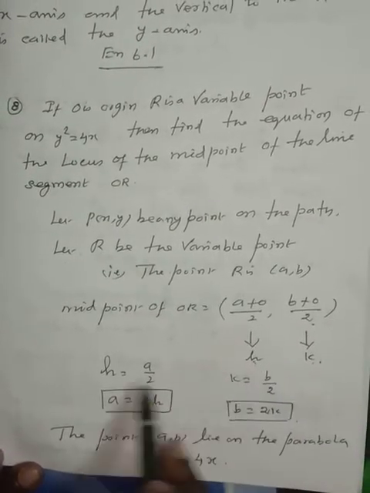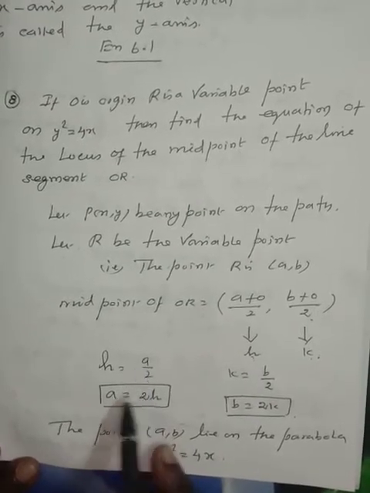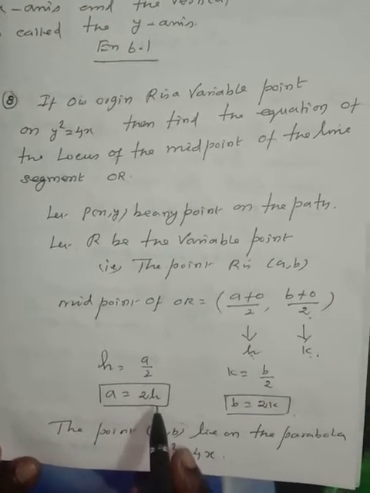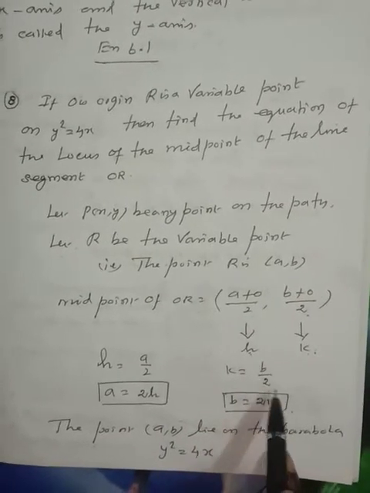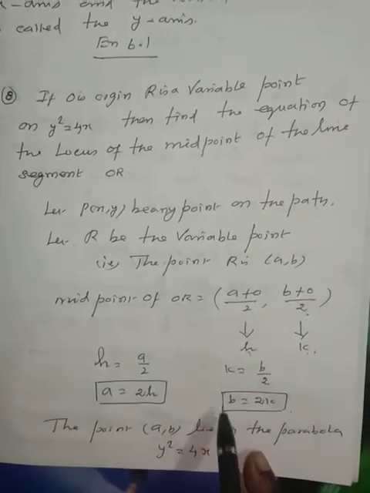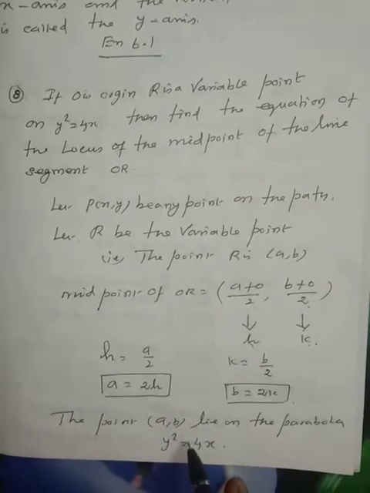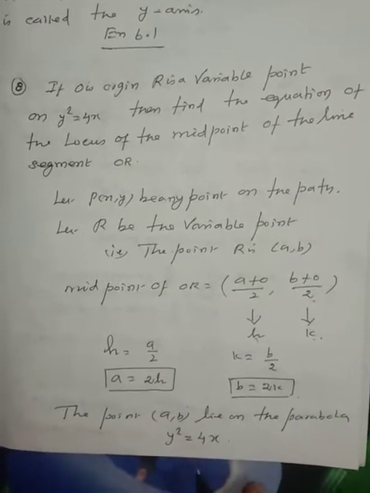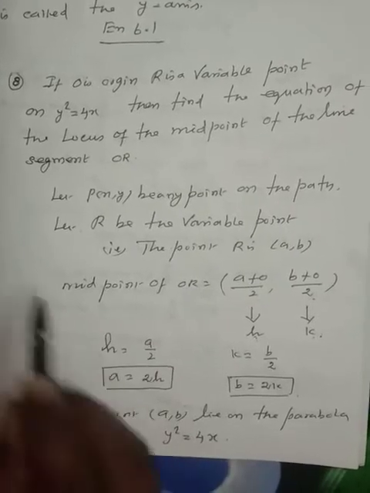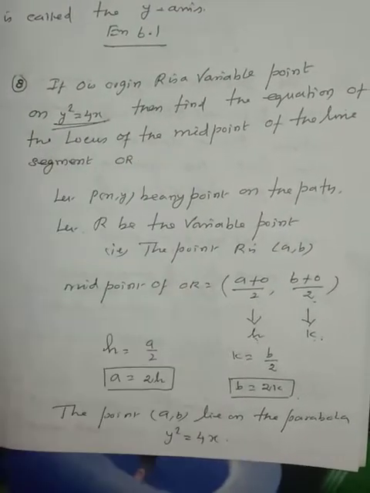Equate h is equal to a by 2. Cross multiplying, we get a is equal to 2h. k is equal to b by 2, so cross multiplying, b is equal to 2k. The point (a, b) lies on the parabola y square is equal to 4x.